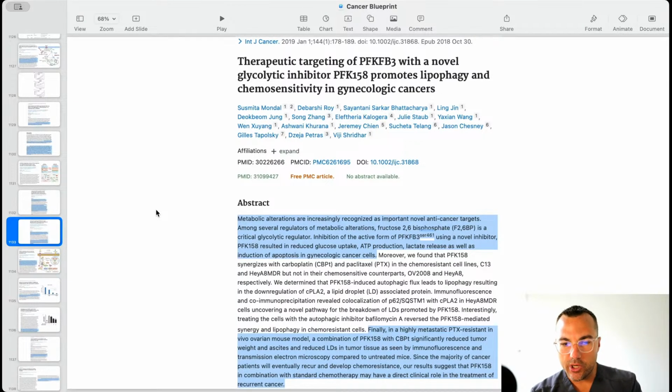Since the majority of cancer patients will eventually recur and develop chemoresistance, our results suggest that PFK158 in combination with standard chemotherapy may have a direct clinical role in the treatment of recurrent cancer. I guess that's one way to do it.